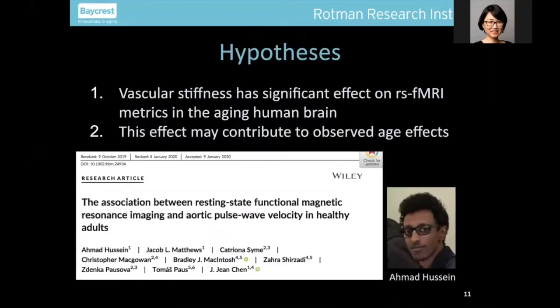So could it be that the same is happening with our study of aging using resting state fMRI? This is a recent paper that we came out with addressing this question. Our hypotheses are that, first, vascular stiffness does have a significant impact on functional connectivity measures in the aging human brain, and secondly, this effect may contribute to the observed age effects. This was led by my student Ahmed Hussein.